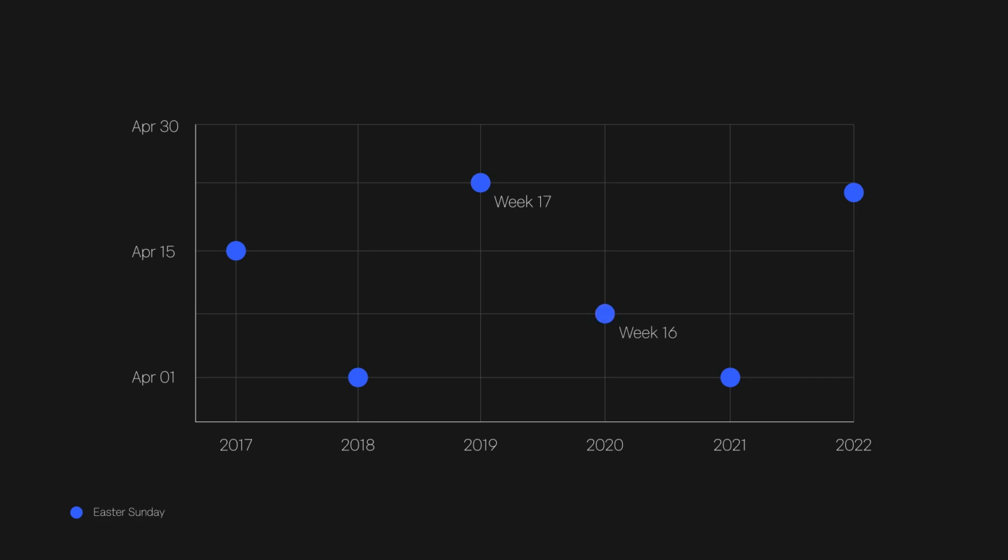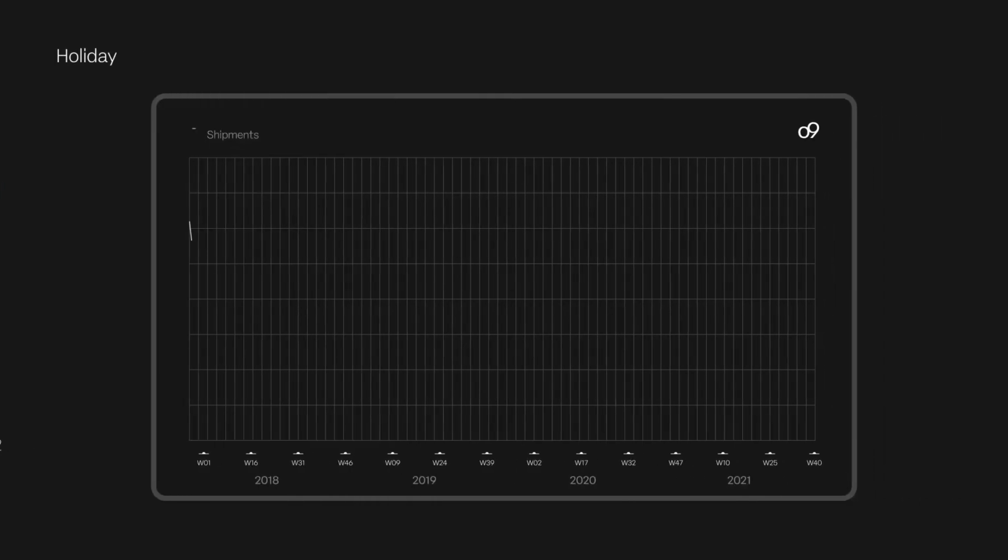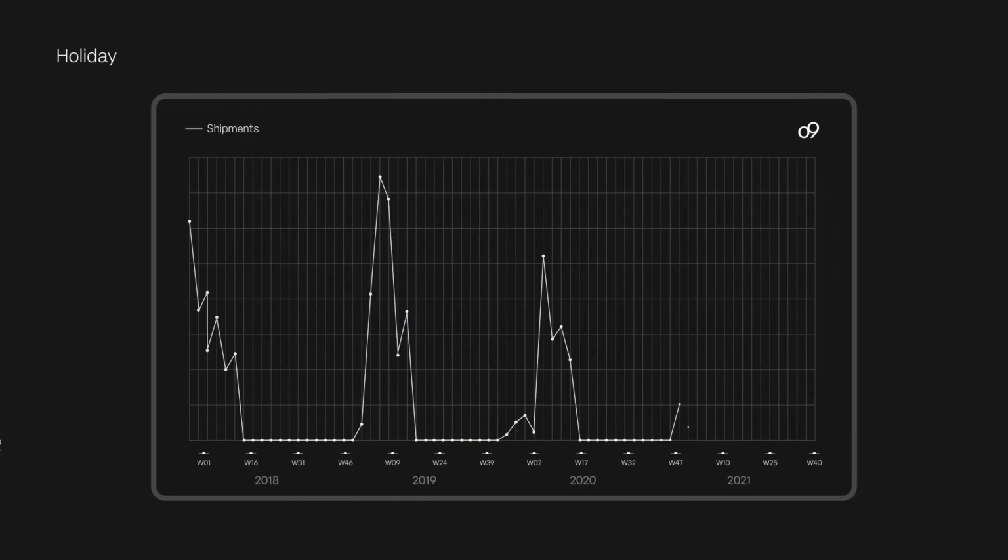Forecasting seasonal products against movable annual holidays like this is problematic for traditional time series methods. Here's an example where we see the sales of some seasonal products. Notice the distinctive repeated shape. If we overlay Easter holiday, the seasonal correlation becomes clear. The O9 digital brain learns that the Easter spike buy-in is always 14 weeks prior to the holiday and uses this insight to build the forecast.